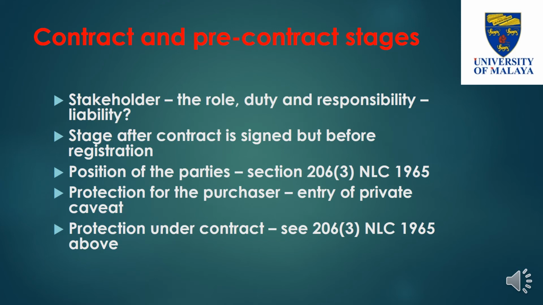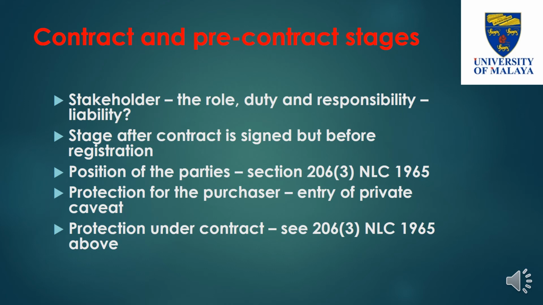Under this section, the purchaser is given what is called a contractual right. He has a right under a statutory provision to an enforceable contract as against the vendor. Another aspect is, of course, a purchaser is also entitled to enter a private caveat. This will be under section 323 of the National Land Code, because a purchaser in this case is claiming an unregistered interest in the land which will ultimately be capable of registration.